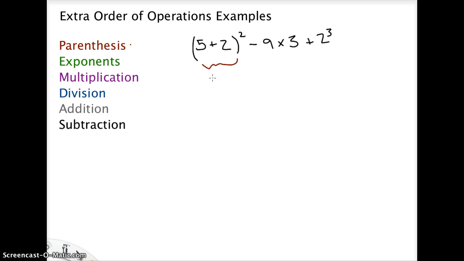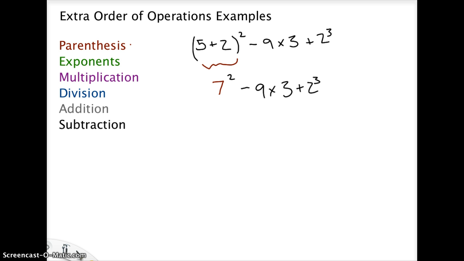So 5 plus 2 is in my parentheses, so it's going to be 7, and then everything else will stay the same. I can keep it in parentheses, or I can just get rid of them. I'm going to get rid of them since there's nothing else. If you're down to one number in the parentheses, you don't need to write anything else. Minus 9 times 3 plus 2 to the third power.